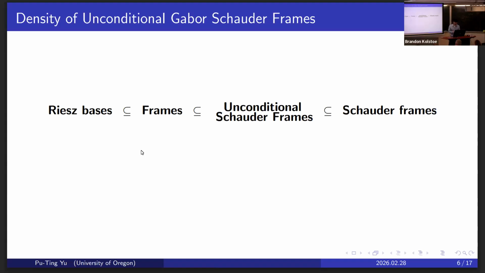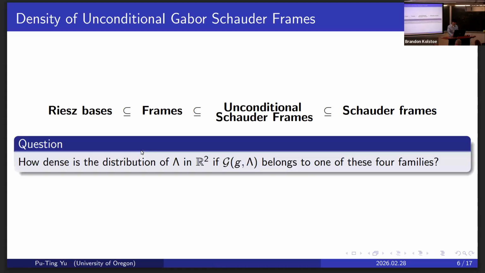So now, let me make my original question a little more precise. So how dense is the distribution of the set of time frequency shifts in R2 if, let's say, your Gabor system belongs to one of these four families? So Chris and his co-author already made some contribution to Riesz basis and the frames along this direction, and I will mention those results in a second.